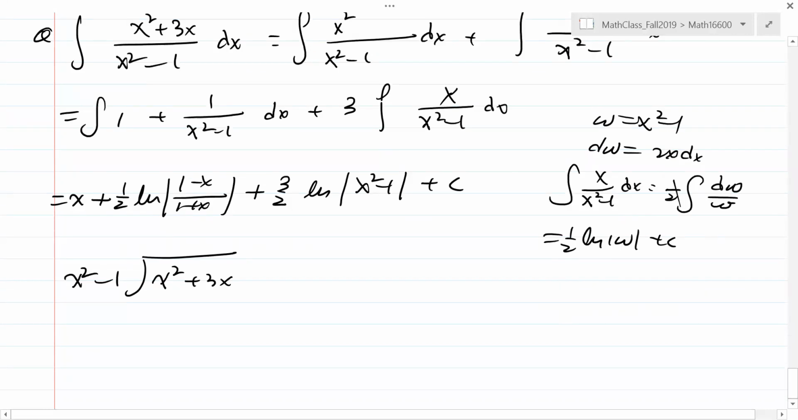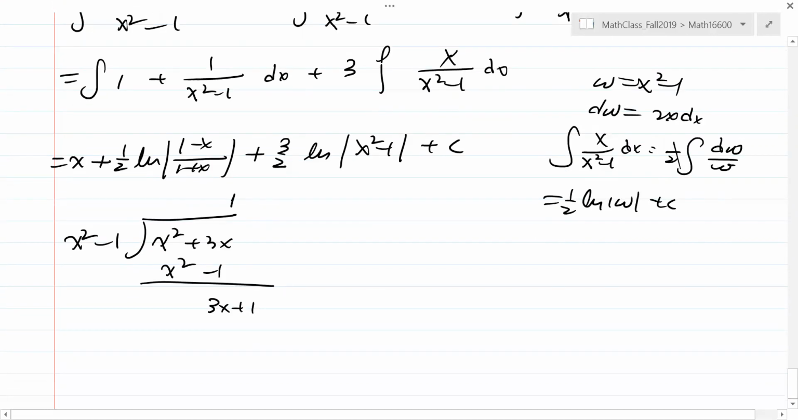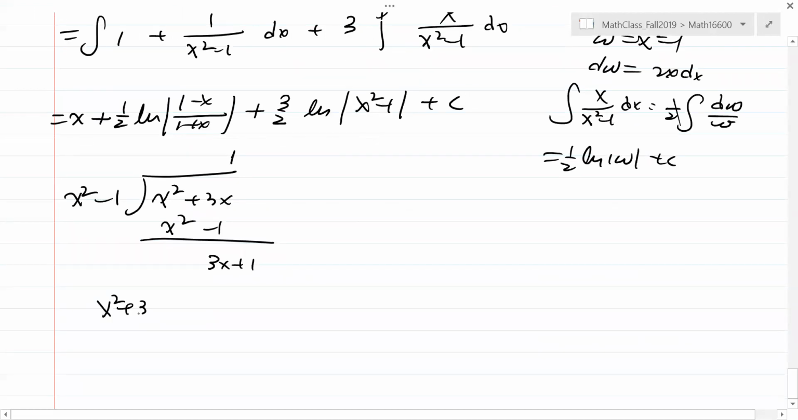When you divide a polynomial by another polynomial, you just put the 1 here, so you get x squared minus 1. You do the subtraction, you get 3x plus 1. That's the remainder. Now, what does that mean? You have the quotient, which is 1. You have the remainder, 3x plus 1. So in other words, x squared plus 3x divided by x squared minus 1 is the quotient 1 plus 3x plus 1 over x squared minus 1.